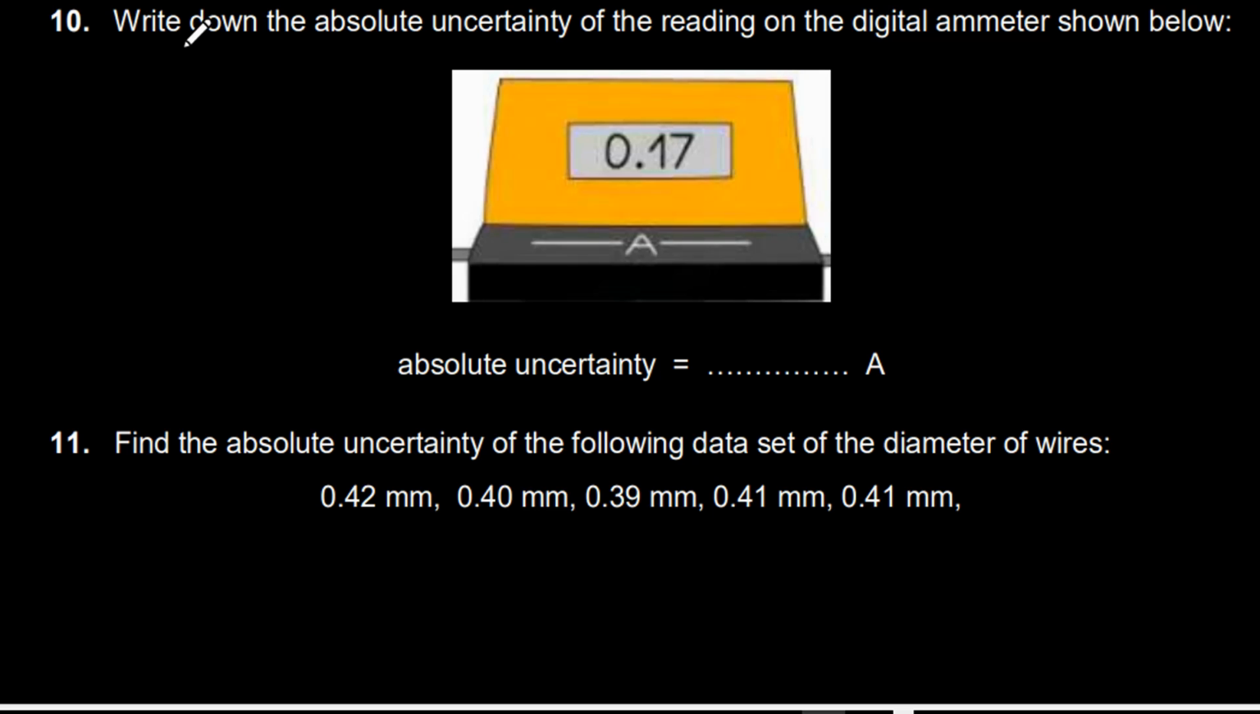In question 10, we have to write down the absolute uncertainty of the reading on the digital ammeter here. So how do we find the absolute uncertainty on a digital instrument? It's quite simple. We look at the least significant figure, which is a 7 here. We replace it with a 1, and then we have leading zeros. So it's going to be 0.01.